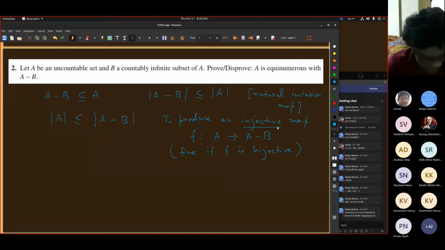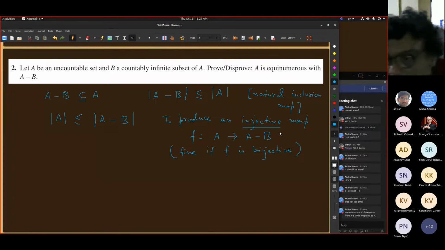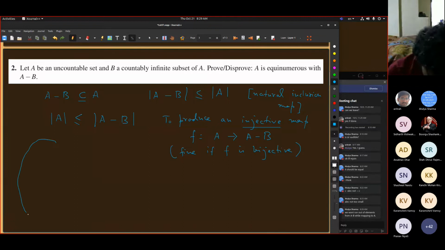Yeah, the idea is good. B to C, C to C. Yes, sir, B union C. So if you map B union C to C, and then the rest is mapped normally. Yeah, so that's a better idea. So you won't run out of elements from A minus B while mapping from A. No, this is not a very precise argument.